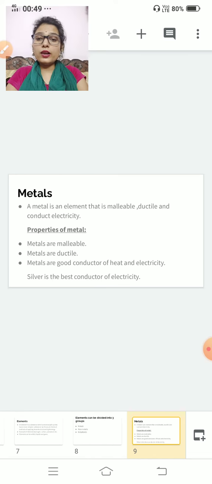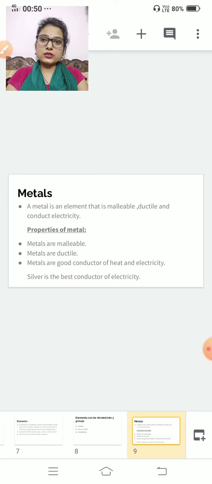If metal will not conduct electricity, that means it is a bad conductor of heat and electricity. If current will not flow, how will light glow? Clear? And which is the best conductor of electricity? Which metal is the best conductor of electricity?